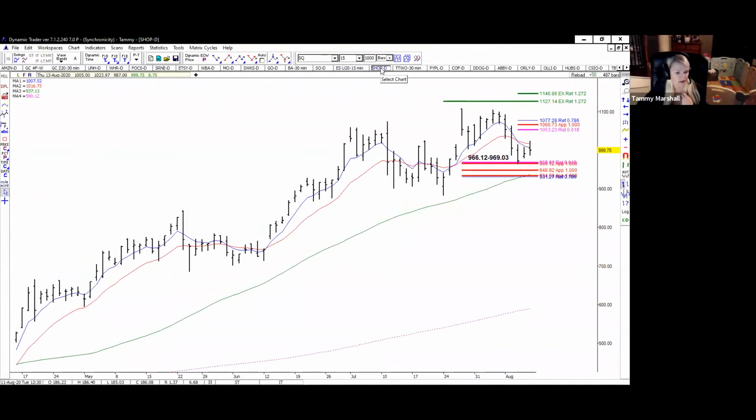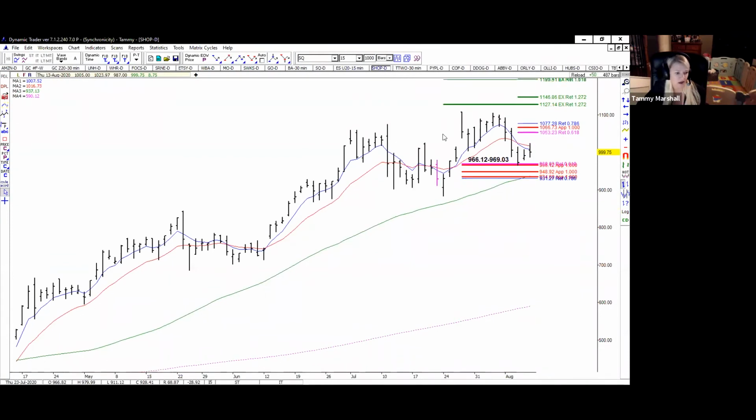Let's see. Yeah. Oh, here's Shop. Shop has also been a hot topic. I have the setup zone in Shop as 966.12 to 969.03. Setup plus trigger equals trade entry. And then, of course, there is some resistance on the way up. So I told them to watch out for that on the way up. So that is another good example.